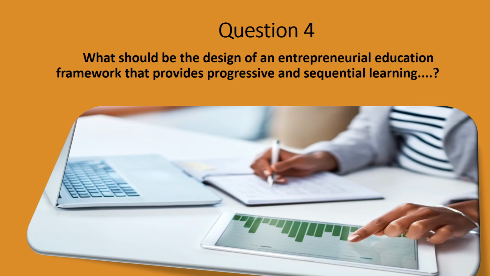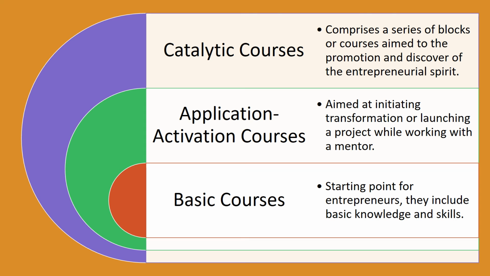So what should be the design of this curriculum framework that provides progressive and sequential learning? To answer this question, a review of various undergraduate entrepreneurial curriculum models was carried out, including Babson College, the University of California, Berkeley, MIT, Herzing University, Earth University, among others. We found that, in general terms, the entrepreneurship models have 3 blocks that interact with each other in a transversal way. Let's be clear that these models can be adjusted to the conditions of each university.